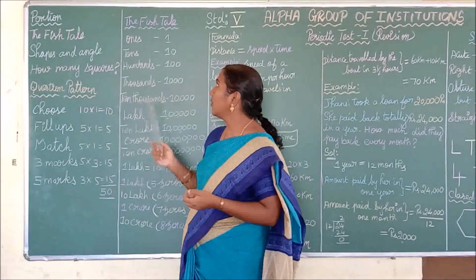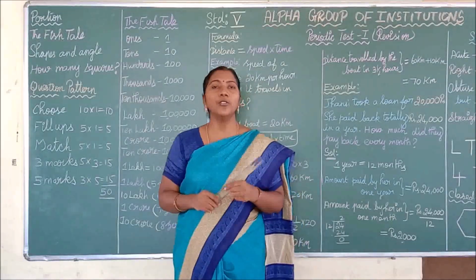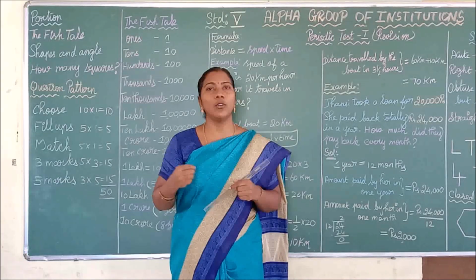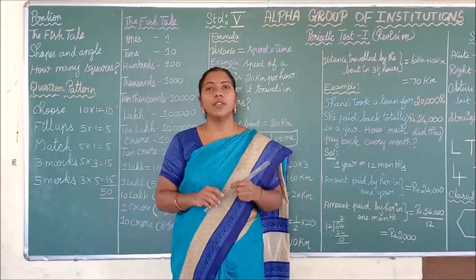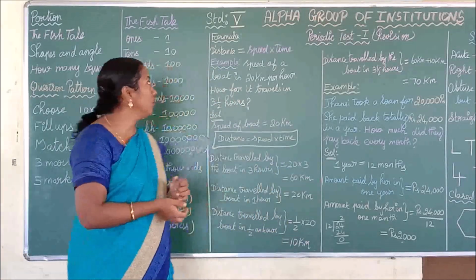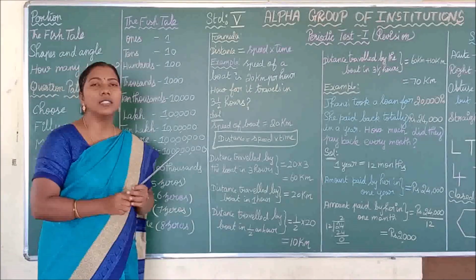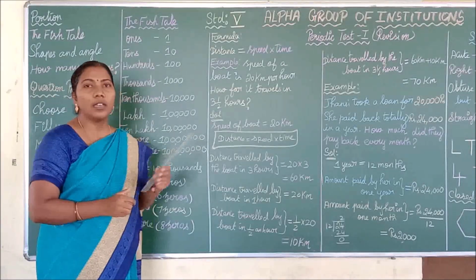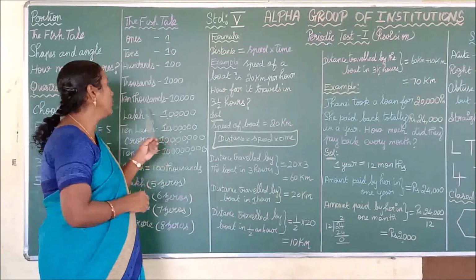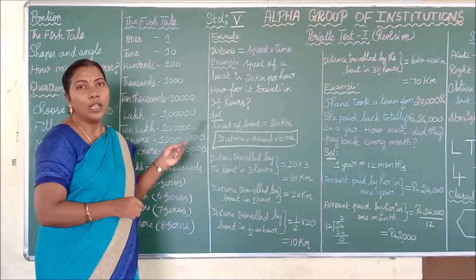Let us first revise the first chapter. In the unit test 1, we have already revised that chapter. So once again, we are going to revise it now. You also revise the unit test 1 question paper children. First, we are going to see the place value in Indian system of numeration. Why we are recalling this place value system is that in the word problem you are going to use these terms. That's why we are recalling.